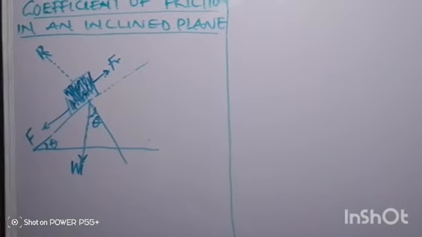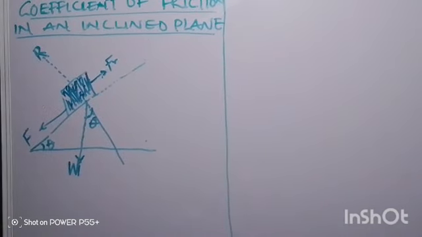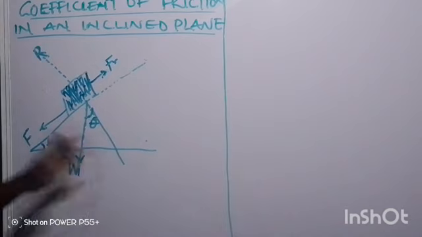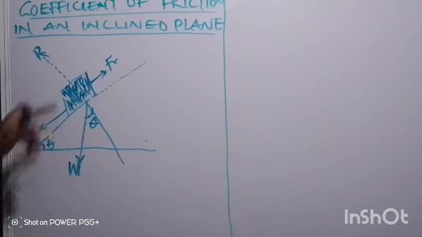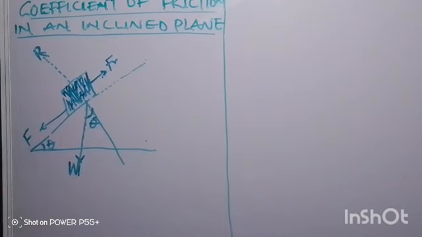It makes an angle theta. As I said, for coefficients of friction on an inclined plane, there must be a normal reaction force, which is denoted by R. As we explained in that lesson, it must be perpendicular to the surface. Then the weight of this body acts downward. And apart from that, there must be a horizontal force and the frictional force that will make the body balance horizontally.